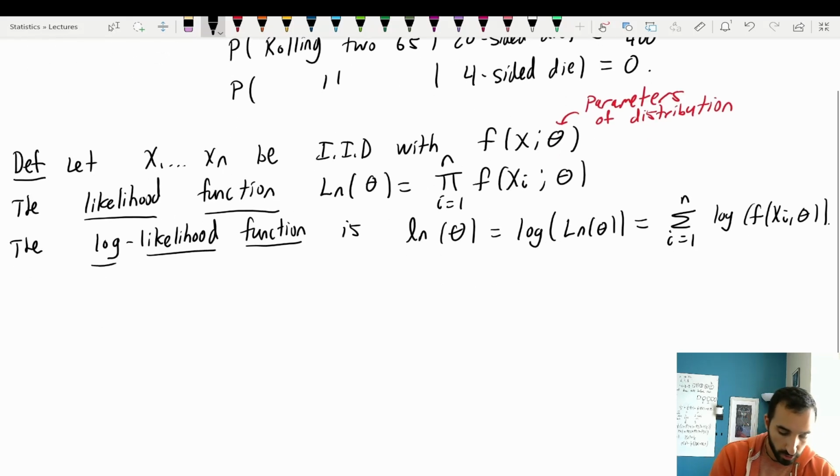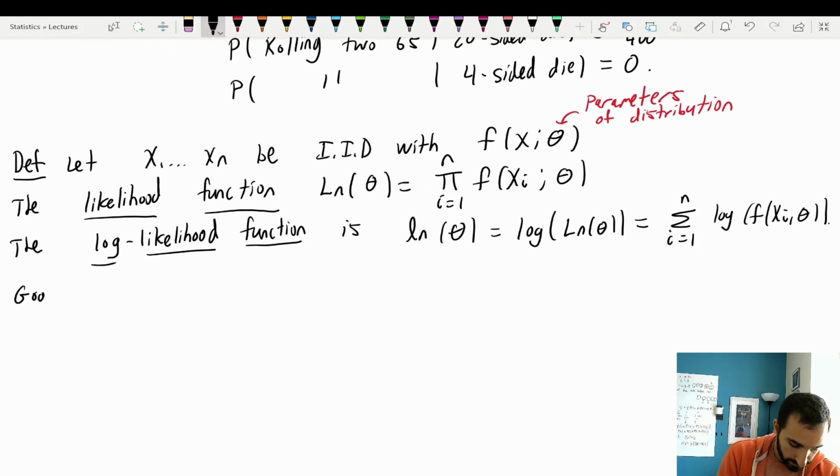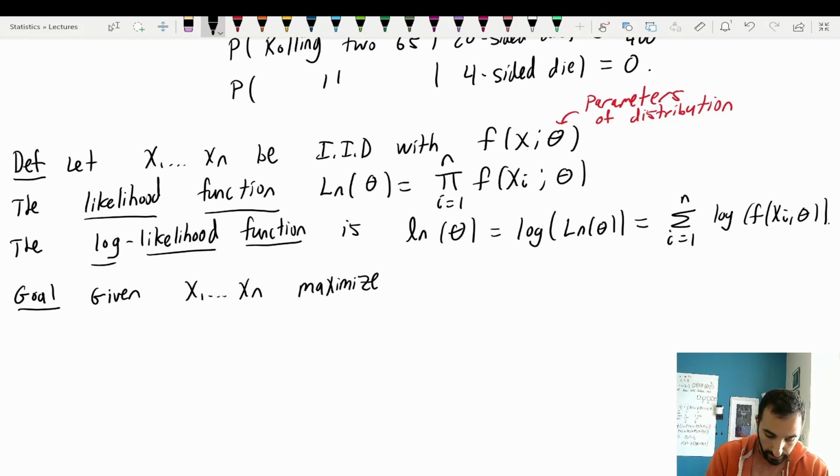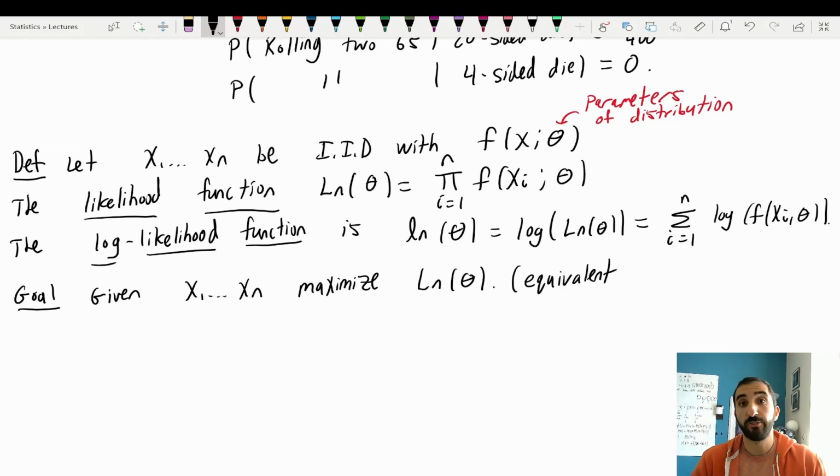Okay, so our goal is, given observations x1 to xn, maximize ln of theta, the likelihood. And here is the bit about log likelihood. So log is a strictly increasing function. That means if x is less than y, log of x is less than log of y. So that maximizing the likelihood is equivalent to maximizing the log likelihood.